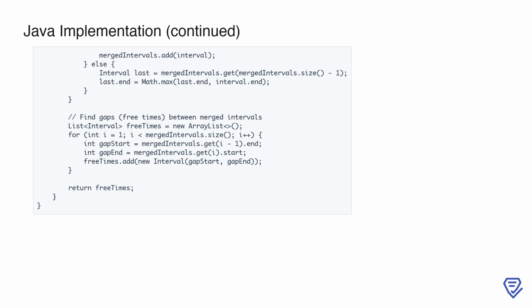easier to work with. After building the merged intervals list, we proceed to identify the free times. Free time is essentially the gap between consecutive merged intervals. To find these gaps, we iterate through merged intervals, starting from the second interval. For each pair of consecutive intervals, we calculate the gap by taking the end time of the earlier interval and the start time of the later interval. If a gap exists, we create a new interval object representing this free time and add it to the free times list. Once all gaps have been identified, the free times list is returned as the result, containing all the intervals when no employee is busy.